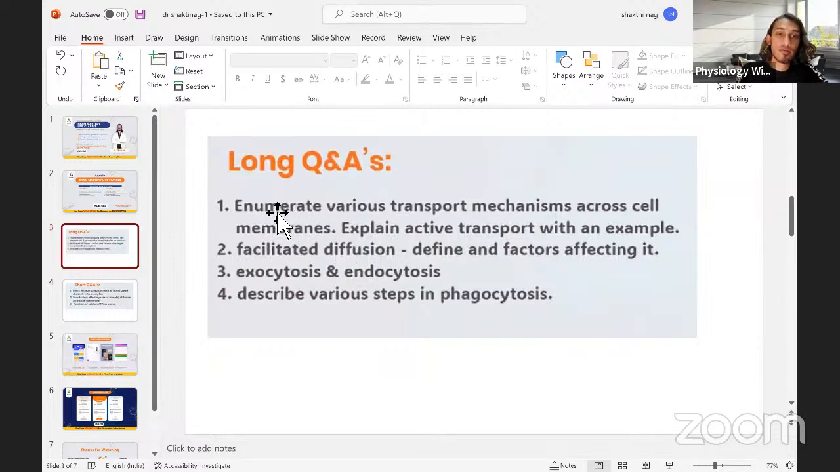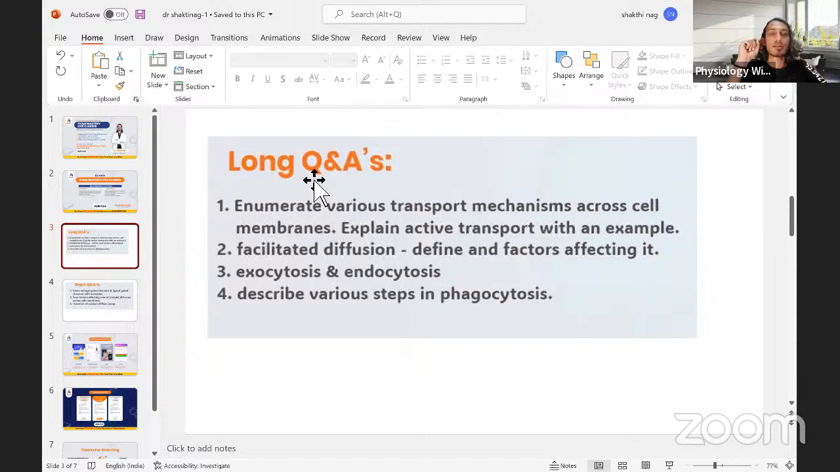So, first question, enumerate various transport mechanisms. We already mentioned that. Okay, explain active transport with an example, that is also done. Now, one thing which I have not mentioned, again, based on the marks also. Apart from simple and active transport, we also have vesicular transport, where you'll have to talk about exocytosis and endocytosis.